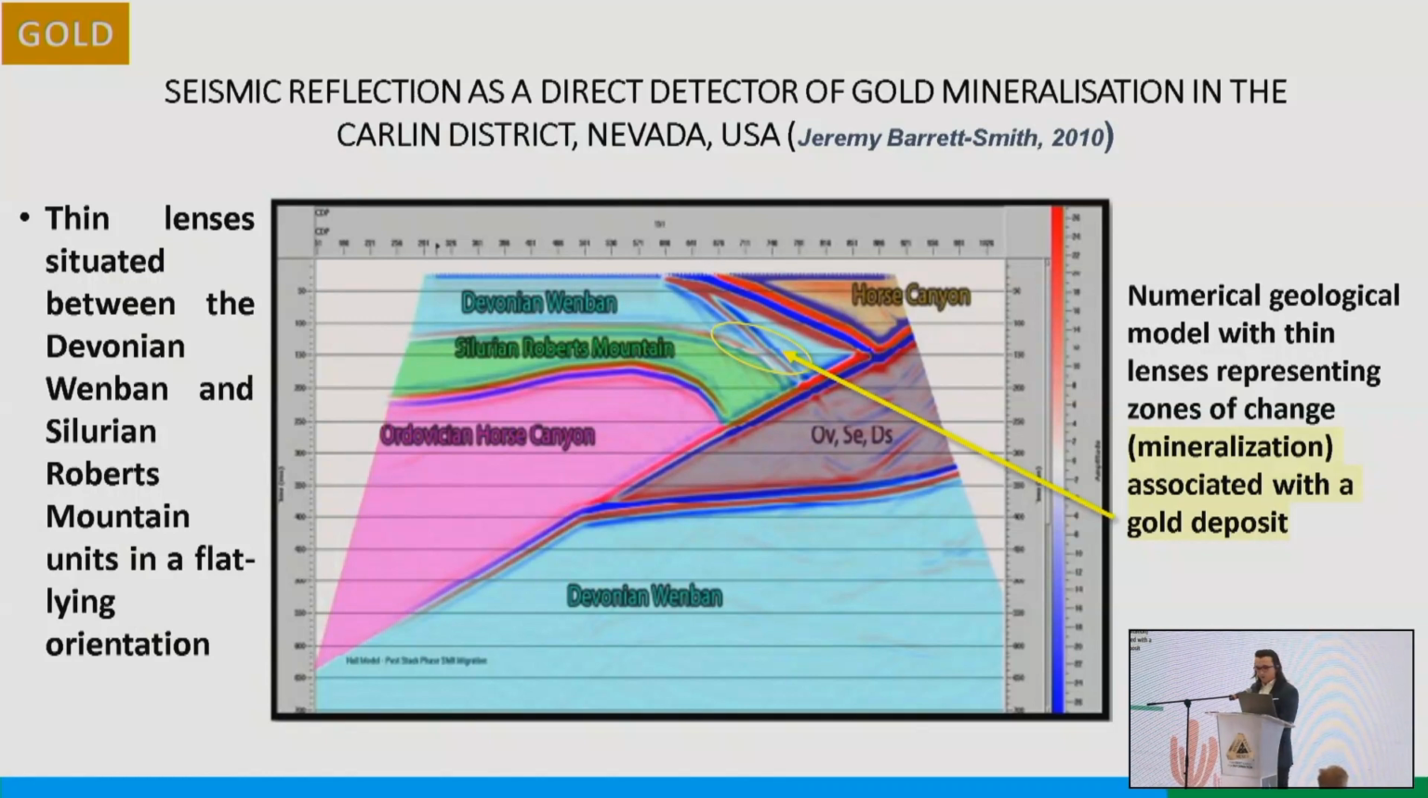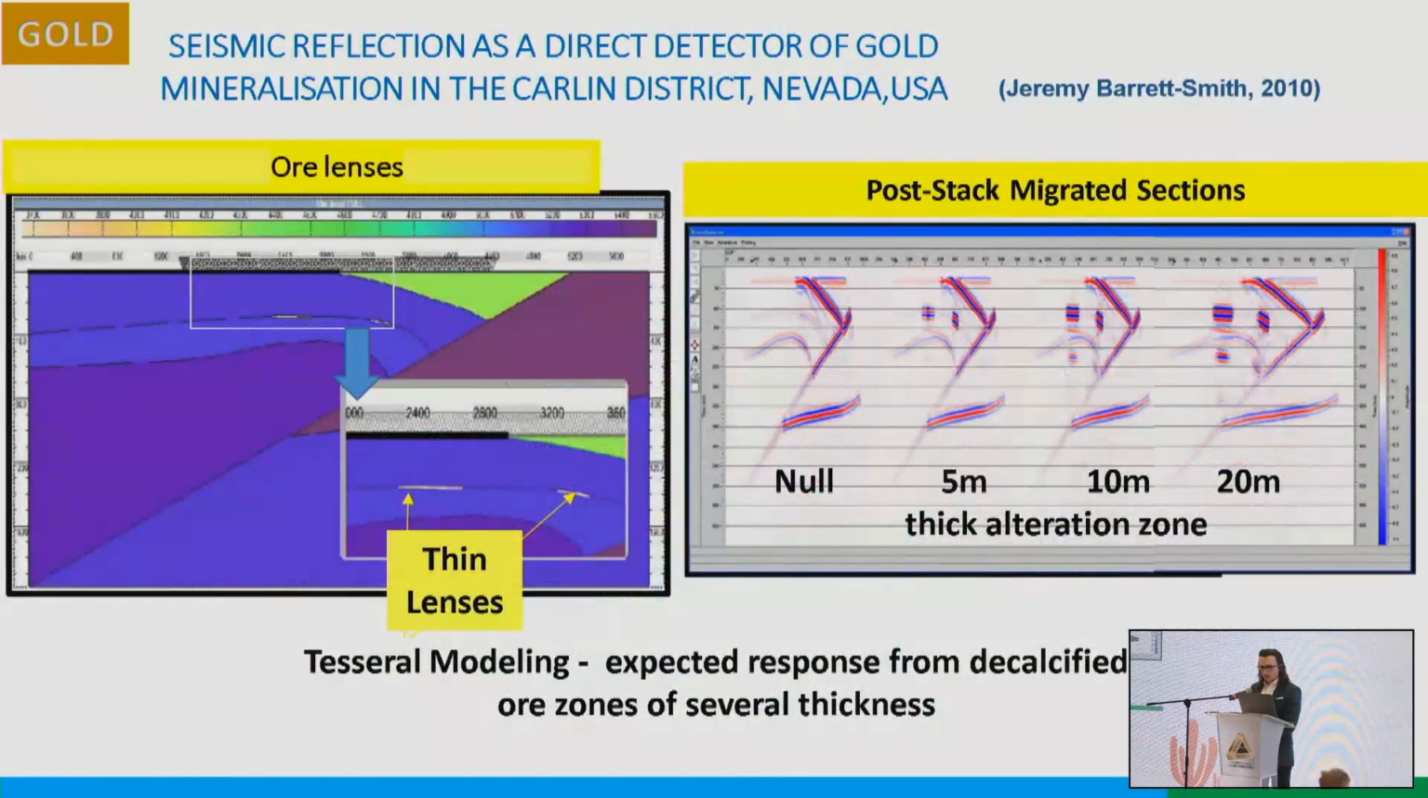Thin lenses were placed at two individual locations within the representative geological model, here on the right. To understand the possibilities of the seismic method, modeling of decalcified zones of several thicknesses, like 5, 10, or 20 meters, was performed. So on the left, you can see thin lenses on the cross section, and on the right, you can see the results of our modeling.